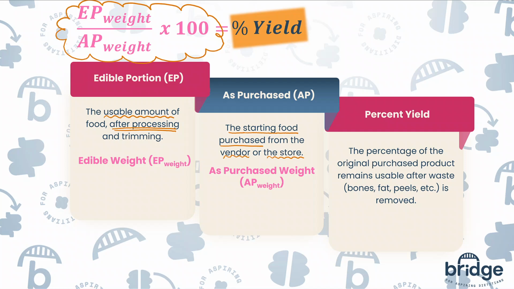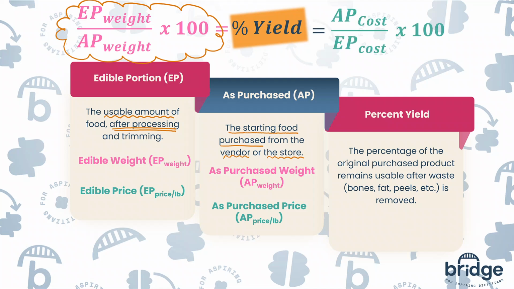But we can also think about their cost, or their price per pound. The cost per pound at the store, also known as the AP cost per pound, is always lower than the cost per pound prepared. There is less remaining food, so the edible portion cost, the EP cost per pound, is always higher. So if we know the as purchased cost, the cost at the store, and we divide it by the EP cost, the increased cost given the food scraps during processing, and we multiply by 100%, we will also get the percent yield.